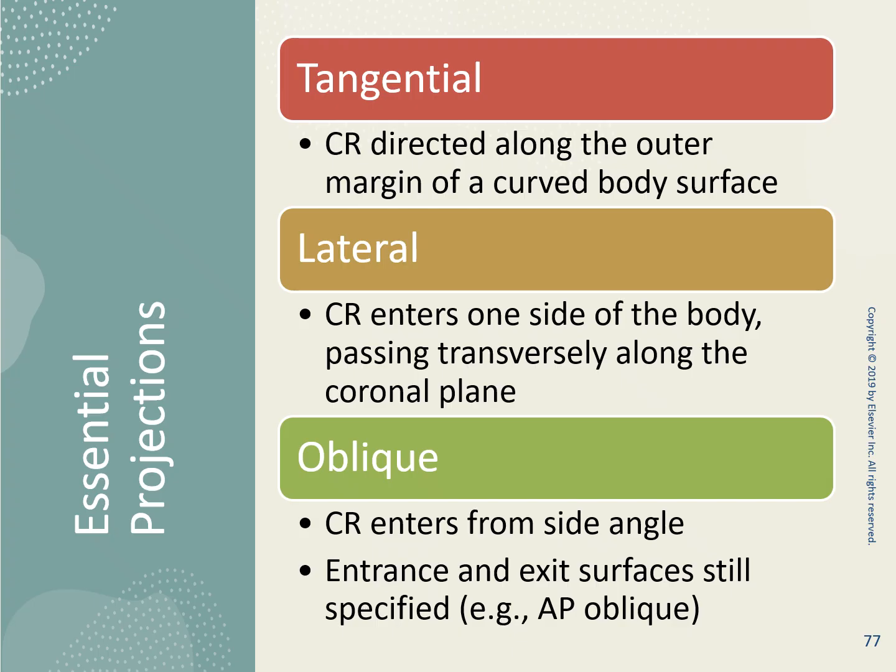A tangential projection is like, you have to remember geometry class, it skims along the edge of the body, intersecting at one particular point. Okay, kind of like a tangent to a circle. Okay, and then an oblique, the central ray enters from a side angle, and typically that's accomplished by rolling or turning the body in the beam rather than moving the beam. Okay.